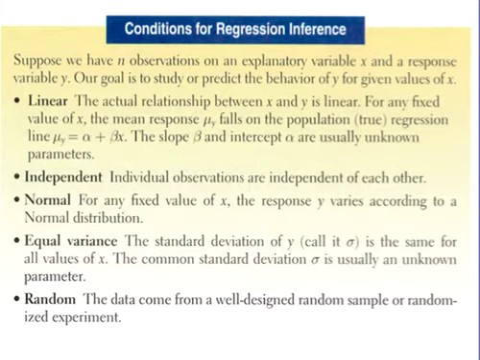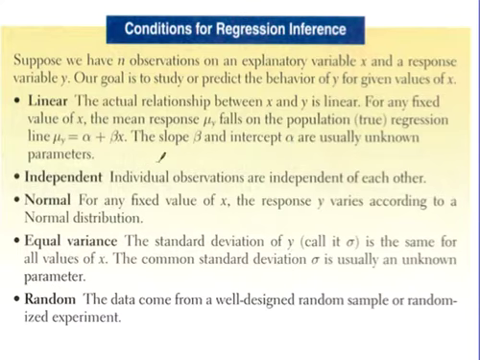First, you have to check and make sure that it actually is linear. The actual relationship between x and y is linear. For any fixed value of x, the mean response mu y falls on the population or true regression line. Mu y equals alpha plus beta x, basically a plus bx. The slope, beta, and the y-intercept, alpha, are usually unknown parameters.